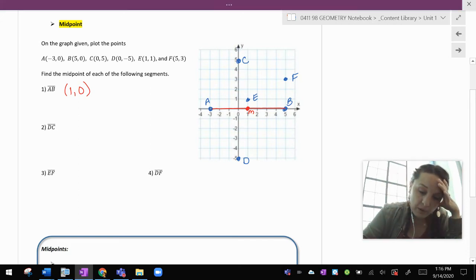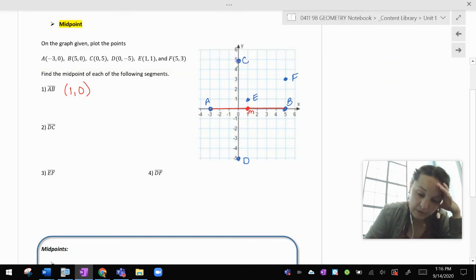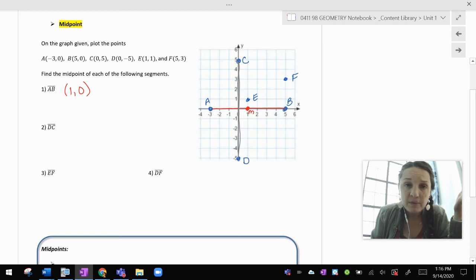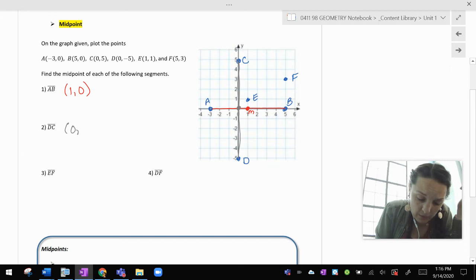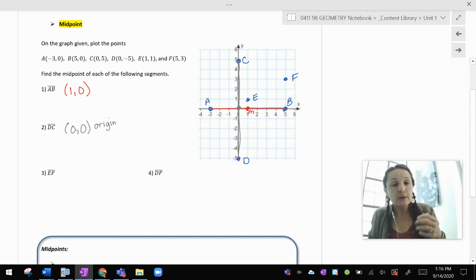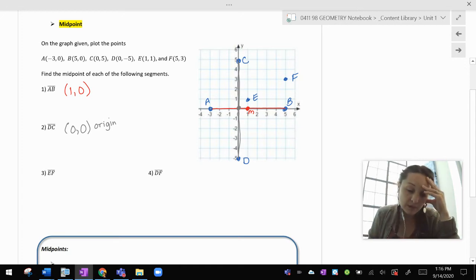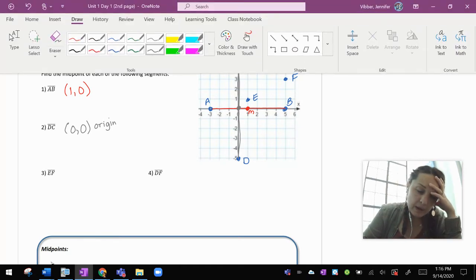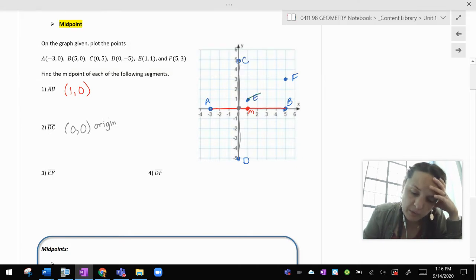And if I want the midpoint of DC, this thing right here, that goes from -5 up to 5, the midpoint would be at 0, right? So the midpoint in the middle, the origin, if you remember that word, is 0, 0 for the midpoint of DC. Uh-oh. Now comes the tricky part. What if I want the midpoint of EF?